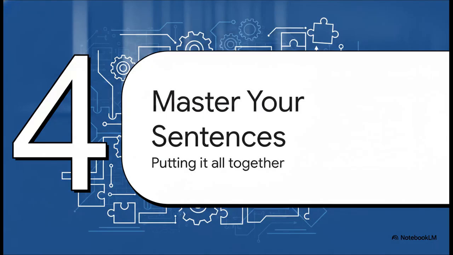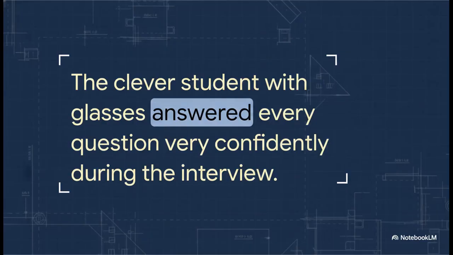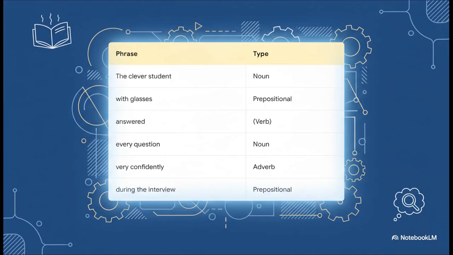All right, on to section 4, master your sentences. Let's put this all together. Now take a look at this beautifully constructed sentence. The clever student with glasses answered every question very confidently during the interview. It flows perfectly, it paints a vivid picture, and it sounds incredibly natural. But let's look under the hood for a second to see exactly how it was built. By breaking it down, we can clearly see how noun, prepositional, and adverb phrases literally snap together around the core verb answered to create this rich, descriptive meaning.